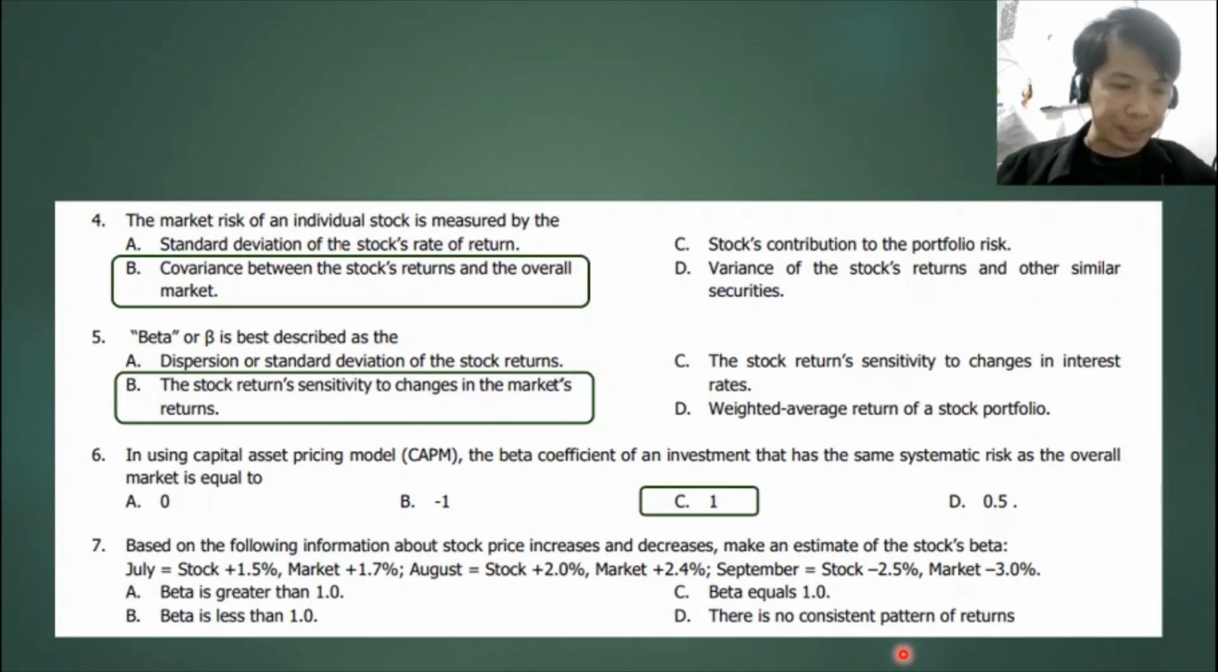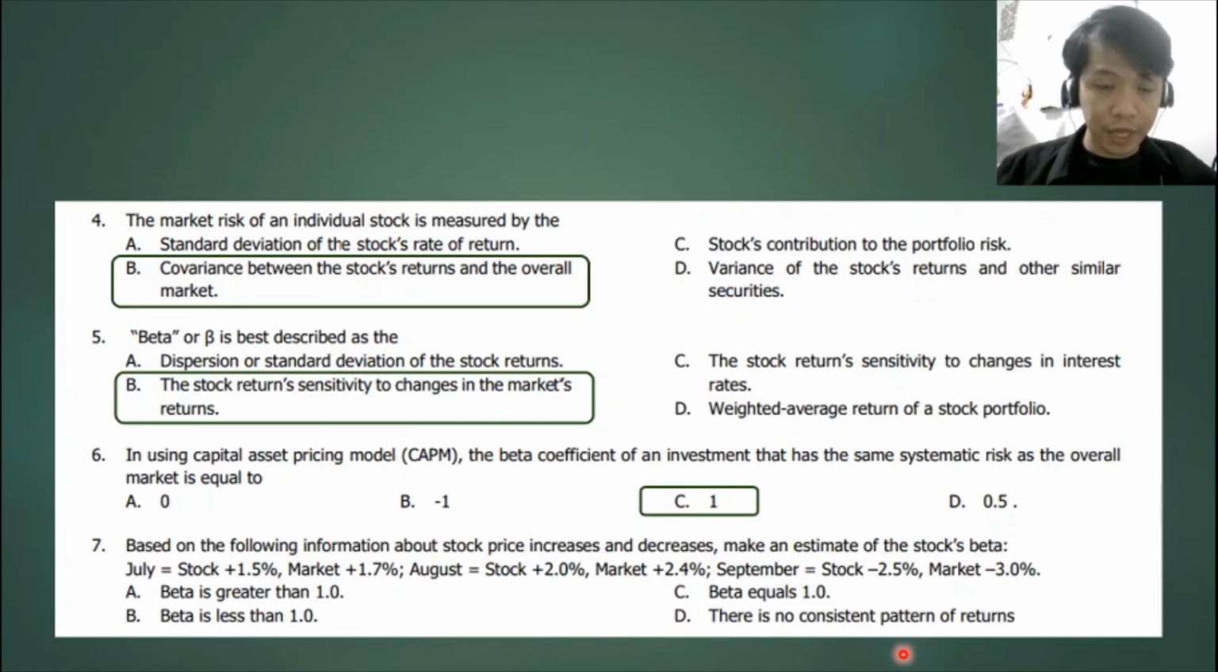Then here in number 7, based on the following information about stock price increases and decreases, make an estimate of the stock's beta. July, the stock increased by 1.5%. The market went up 1.7%. August, the stock went up by 2%. The market went up 2.4%. September, the stock went down 2.5%. The market went down by 3%.